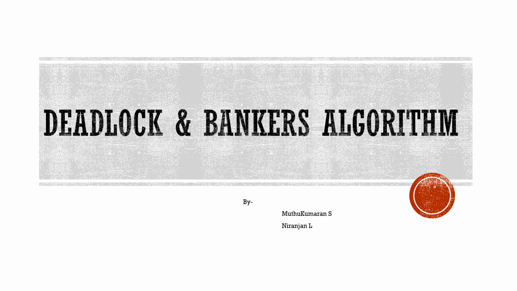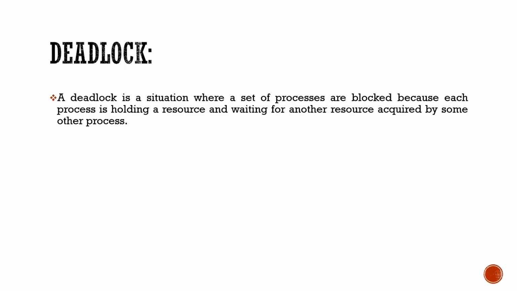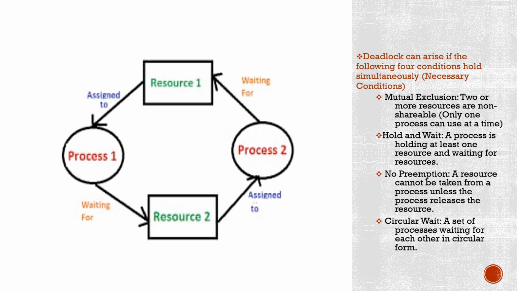Deadlock and Banker's algorithm. Deadlock is a situation where a set of processes are blocked because each process is holding a resource and waiting for another resource acquired by some other process. Let us take two processes P1 and P2 and two resources R1 and R2.